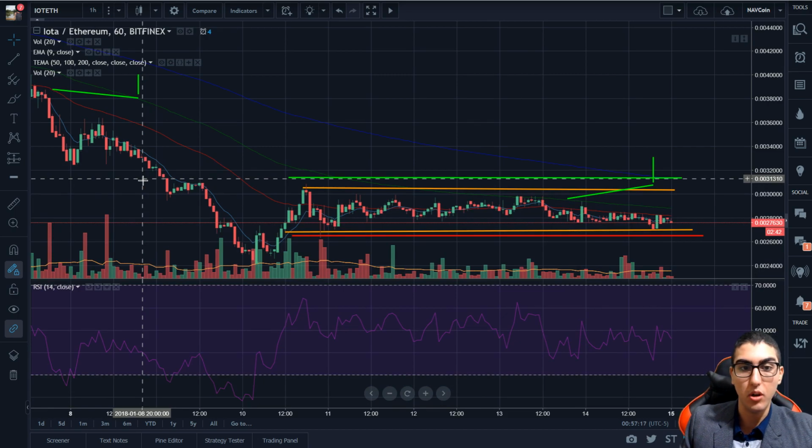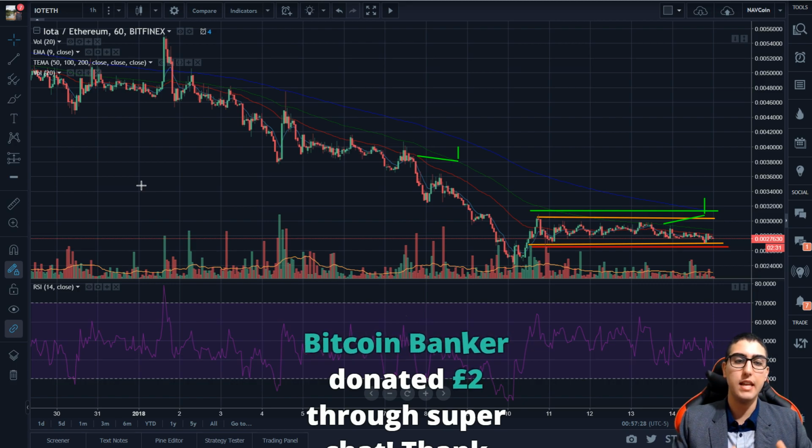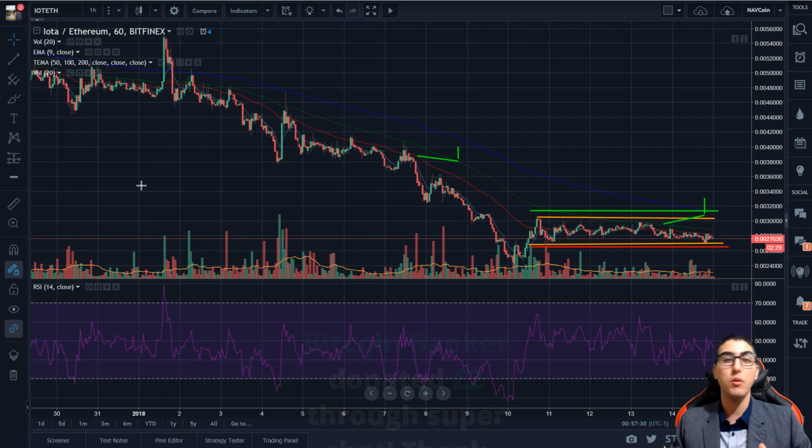I'm going to be posting more altcoin indicators as well as some long-term holds, because remember, there are 3 types of investors: day traders, swing traders, and long-term investors. You have to know exactly what you are. If you're a day trader, you're trading 1, 2, 3, 4, 5, 10, 20 times a day.